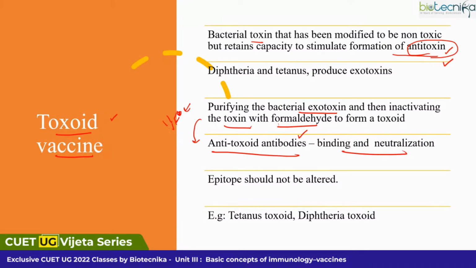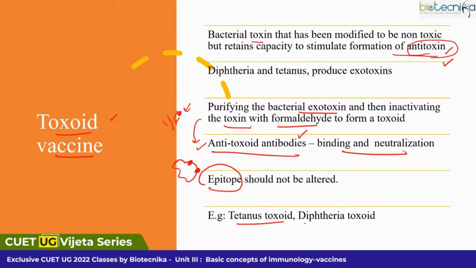But again, what is the requirement here? The epitope should not be altered. If the epitope of a particular toxin is altered, then it again becomes difficult. It cannot act as a vaccine, it cannot activate the immune response, and the antitoxoid antibodies might not be released. Okay, so examples of toxoid vaccines, what are those?